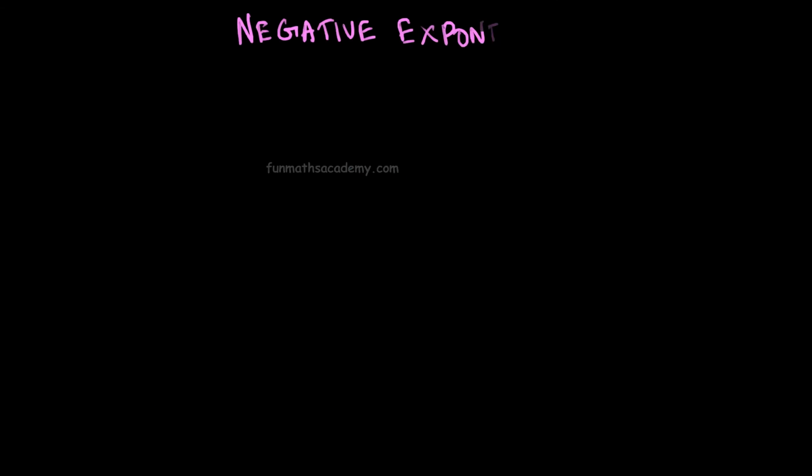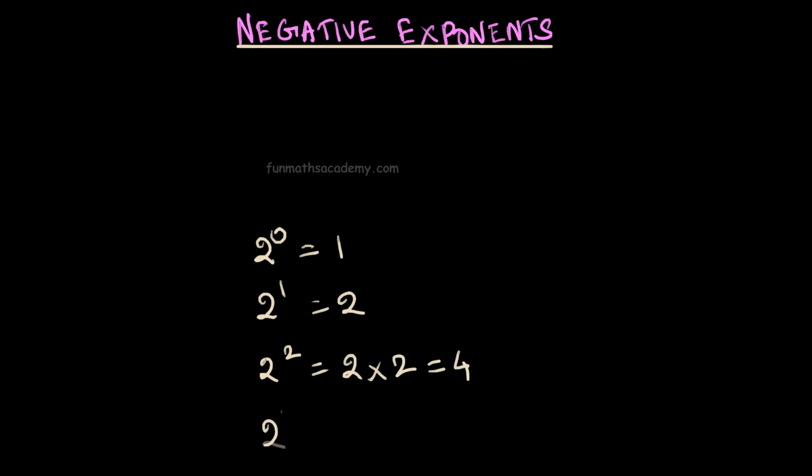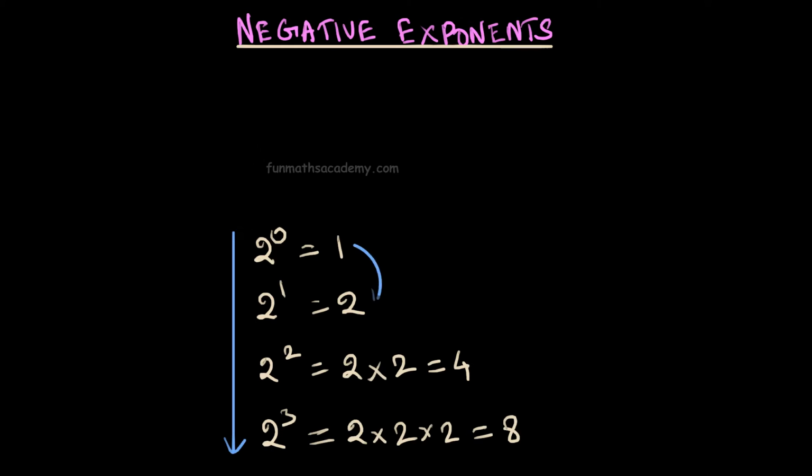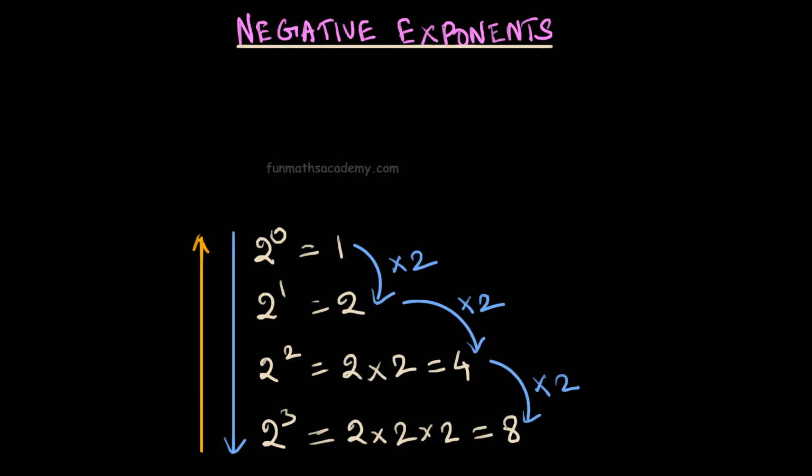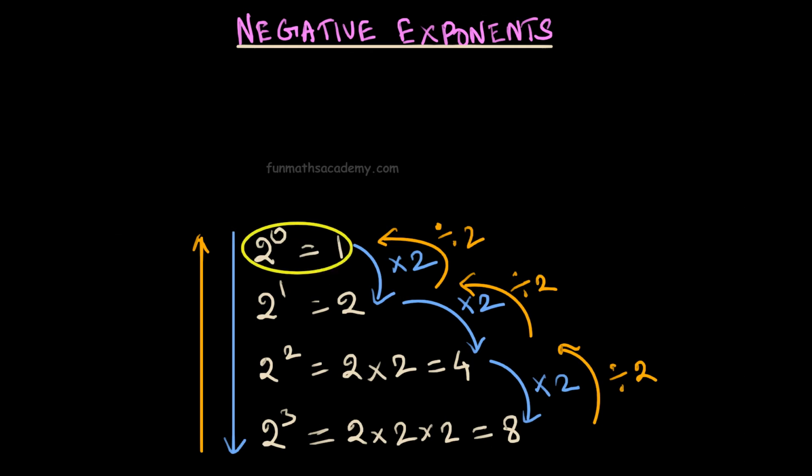We know that increasing the power of a number by 1 is equal to multiplying by that number each time, and decreasing the power by 1 is equal to dividing by that number each time. And that is why the 0th power of any number except 0 will be equal to 1. Now we shall extend this further. Power becomes minus 1. What will 2 power minus 1 be?